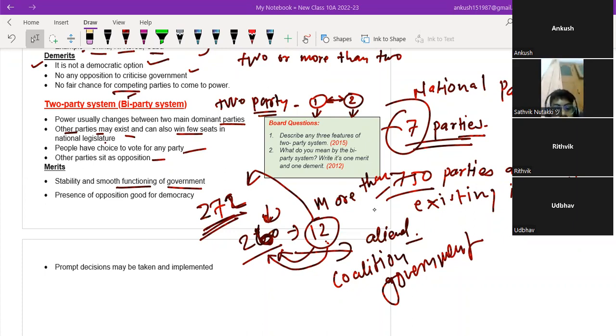Okay, so such kind of government is having stability, and the presence of opposition is good for democracy. It is very, very necessary. And why is it very necessary? I told you already.